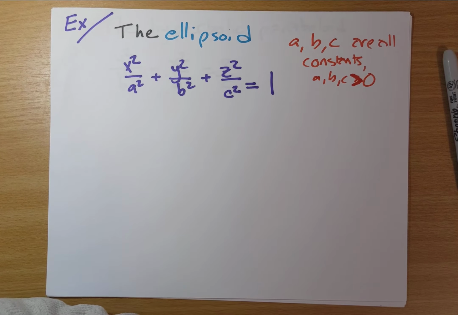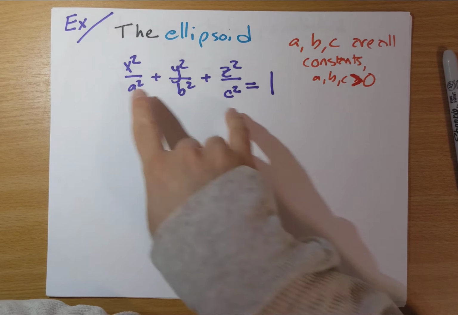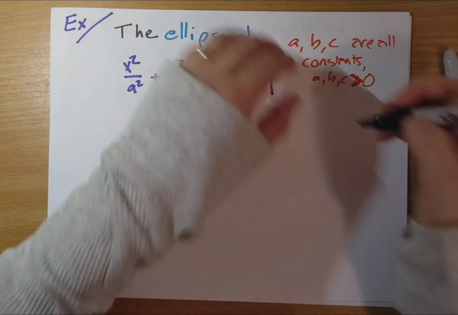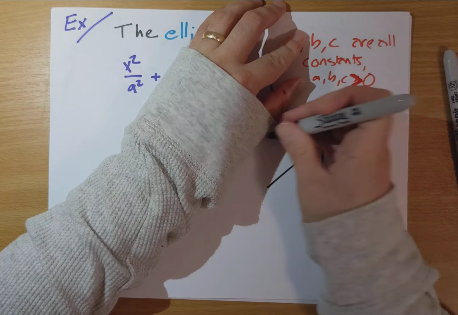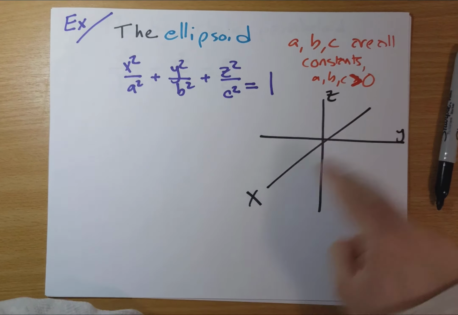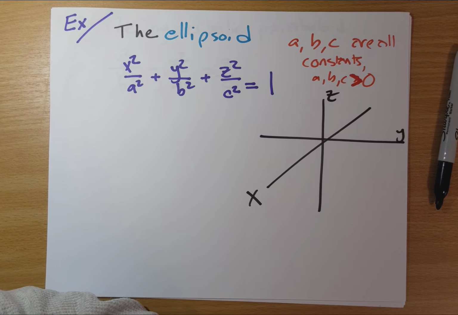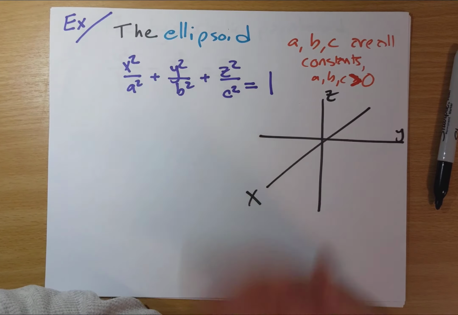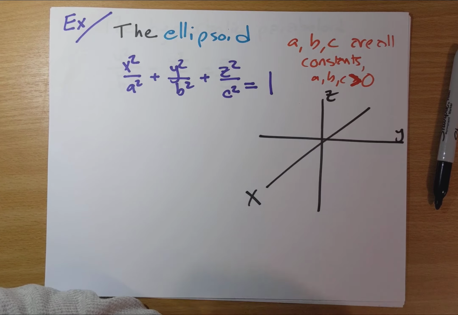Okay, something to think about is where do we end up cutting the various axes here? So let me draw, I don't know how many times I've done this so far, but let's draw x, y, and z axes here. Okay, what do we do? Let's figure out where does this cross the x-axis?